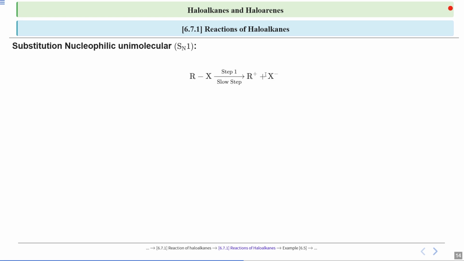As we see, the substitution nucleophilic unimolecular reaction happens in two steps. The first step is the alkyl halide forming a carbocation, and the leaving group, the halide ion, leaves. This is a slow step and the rate determining step. The rate is dependent upon the alkyl halide concentration. The second step is a fast step, where the nucleophile attacks the carbocation from both sides and forms the final product.